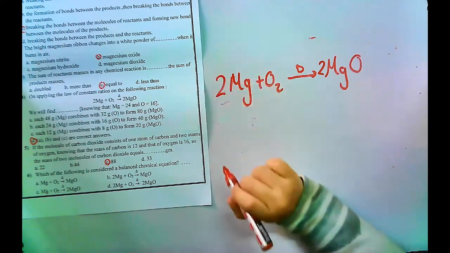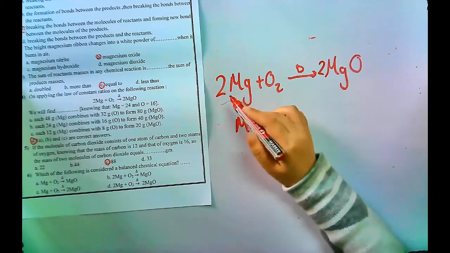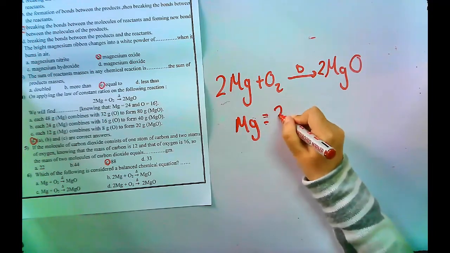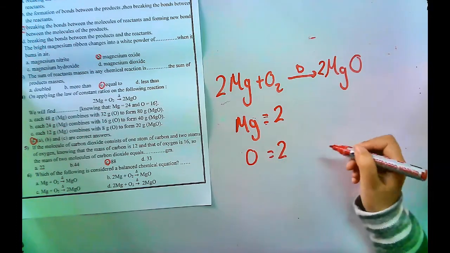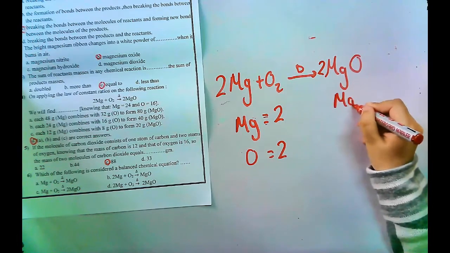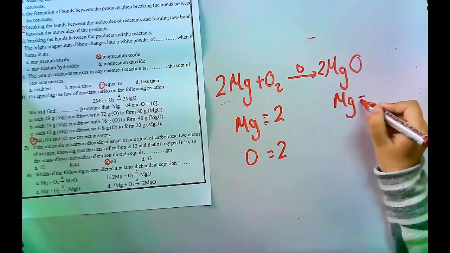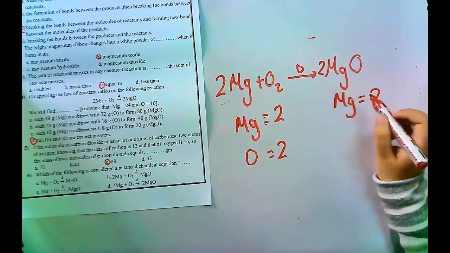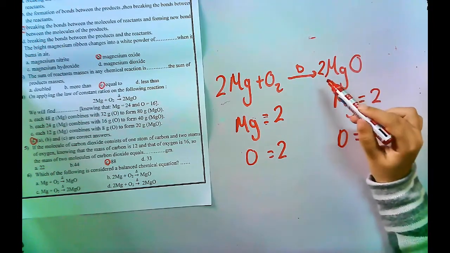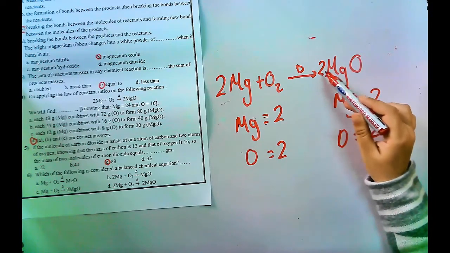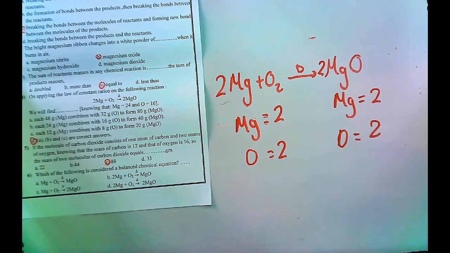Here, when I put 2, this is right, because there are 2 magnesium atoms, and there are 2 oxygen atoms in the reactants. Let's count the number of atoms in the products. This 2 is for magnesium oxide, all of the magnesium oxide, so magnesium is 2, and also oxygen equals 2, because the 2 is written in front of magnesium oxide, so the 2 goes for magnesium and also for oxygen. So the last one is right.